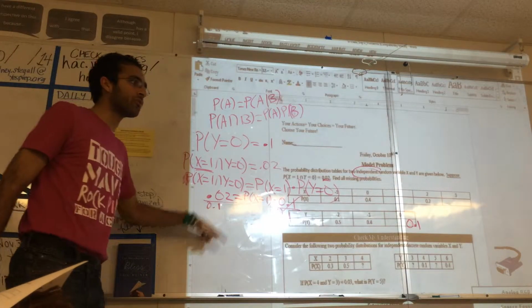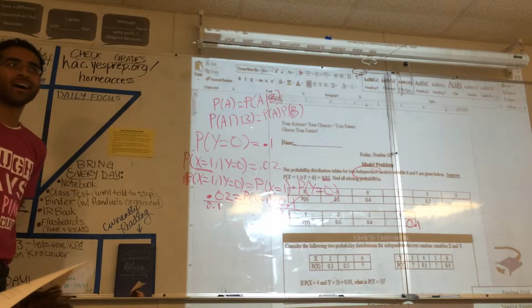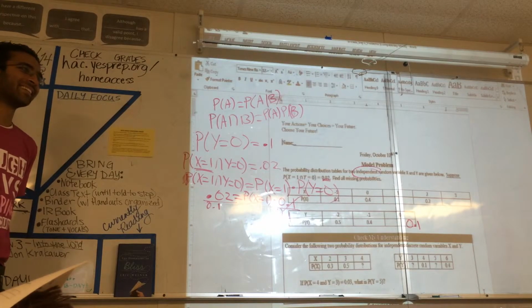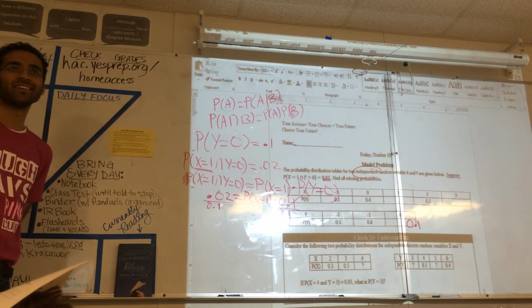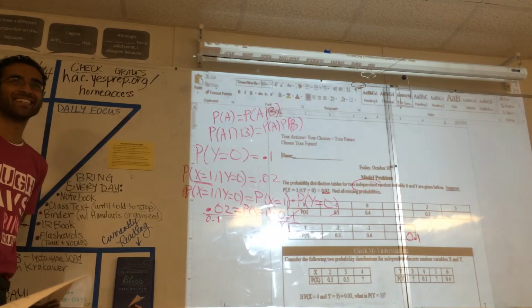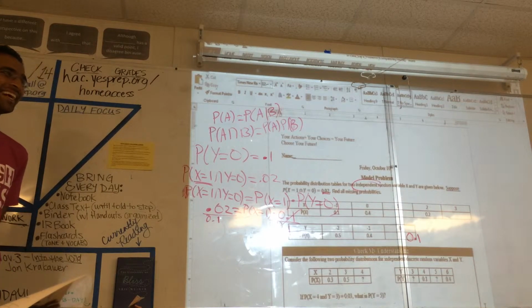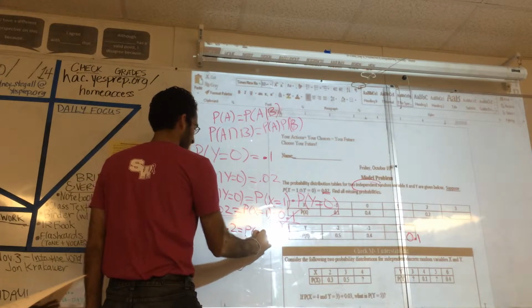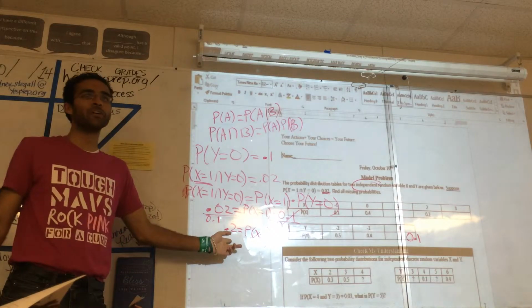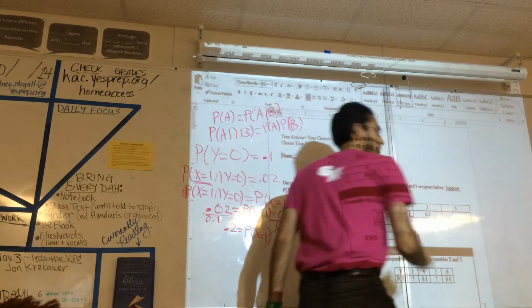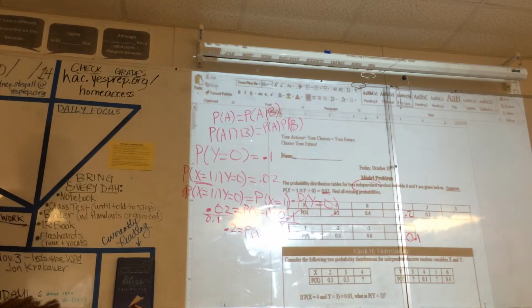So, what is 0.02 divided by 0.1? We need to all know this. Is it 0.02? 0.2? 0.002? Ay, ay, ay. 0.2. So 0.2 equals the probability of x equaling 1. So 0.2 is the probability of x equaling 1.